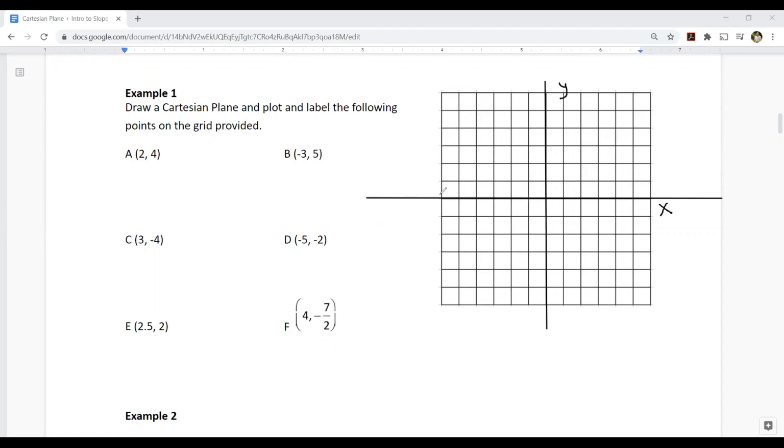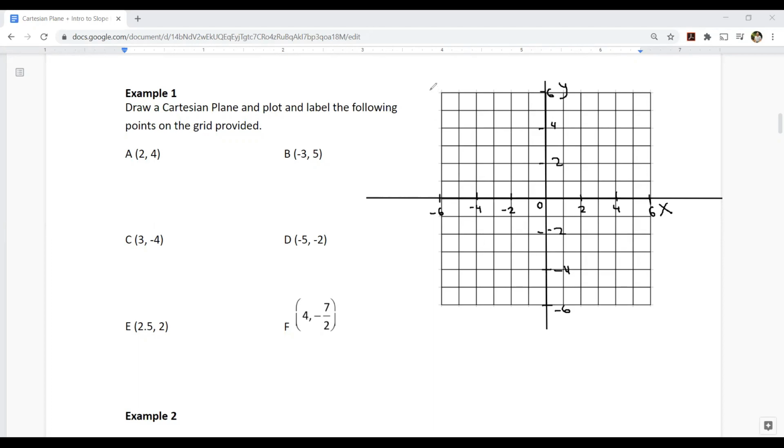The next thing you want to do is to label the axes, so think of it as a number line. For the x-axis, I'm going to put here -6, -4, -2, and then the point where they meet, that's going to be 0, 2, 4, and 6. Same goes on the y-axis. We go -6, -4, -2, 0, 2, 4, and 6. Great job.